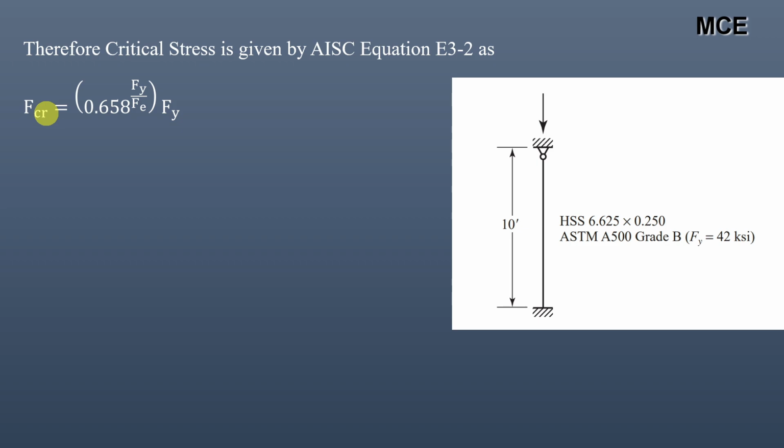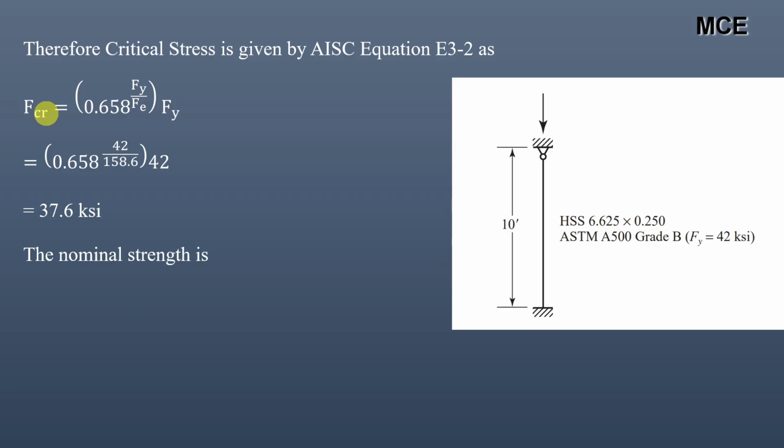This applies when 4.71 times under root of E divided by Fy is greater than KL divided by r minimum. So the value of critical buckling stress is equal to 0.658 raised to the power 42 divided by 158.6, times 42, which is equal to 37.6 KSI. This is the critical buckling stress for this column.